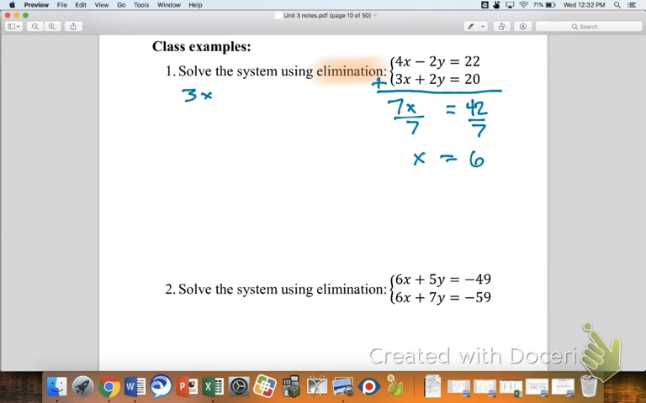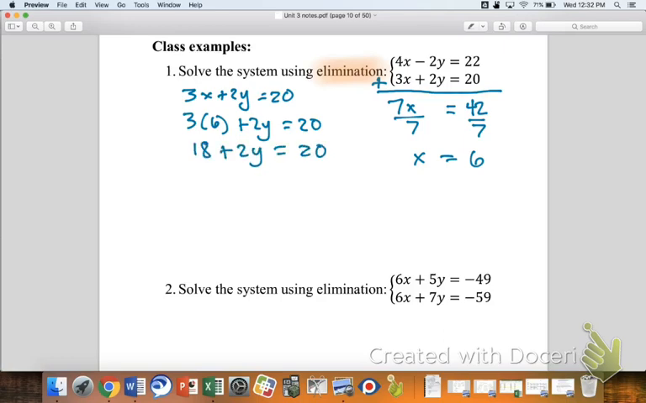So the second one is 3x plus 2y equals 20. And so I'll take your advice and plug the 6 in for the x. That would be 3 times 6 plus 2y equals 20. And now we've got our standard equation solving. We need to simplify first. 3 times 6 is 18.